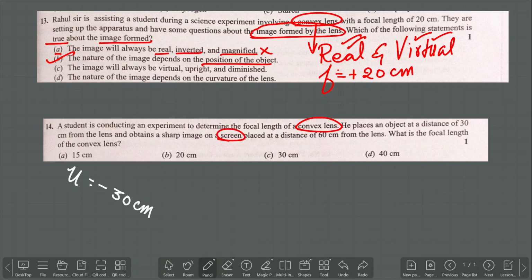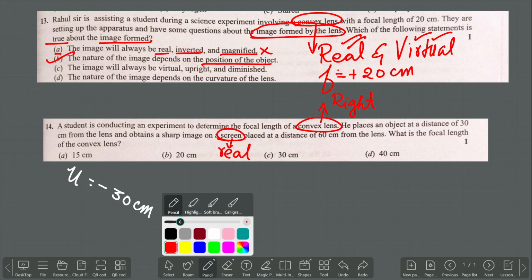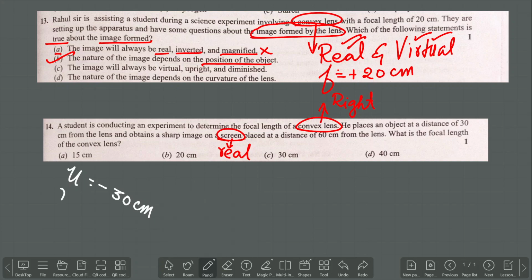Here the main word screen represents that the nature of the image is going to be real. Clear? Since it is using a convex lens, the image will be formed on the right side. Suppose if it is a mirror, it will be on the left side. Since here our device is a lens, it will be on the right side. So as per the sign convention rule, v is equal to how many centimeter? 60. Since it is on the right side, either plus 60 or minus 60, plus 60.